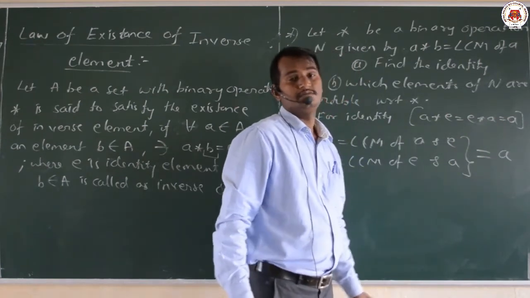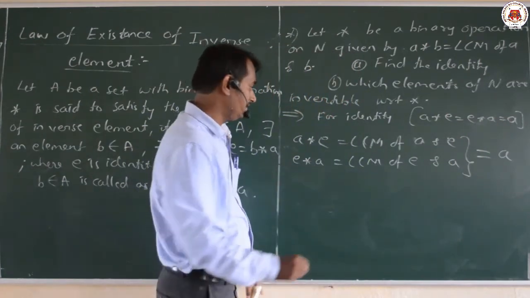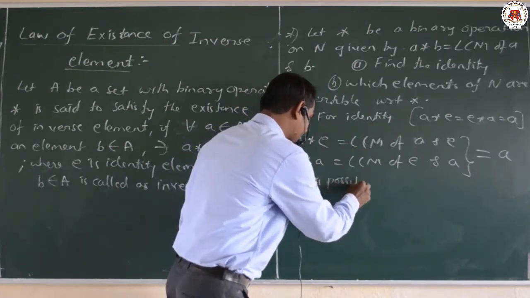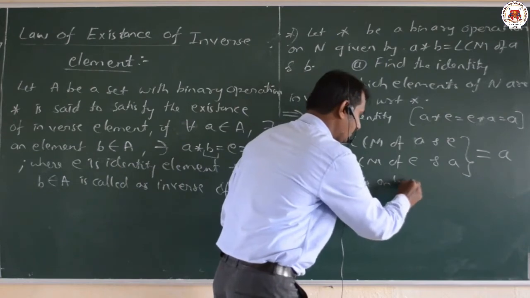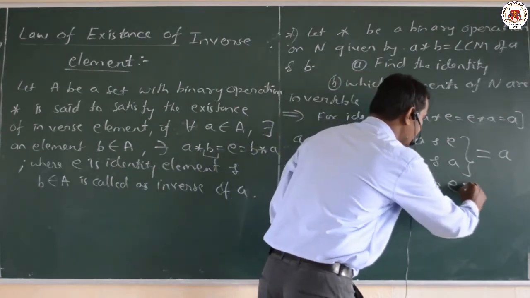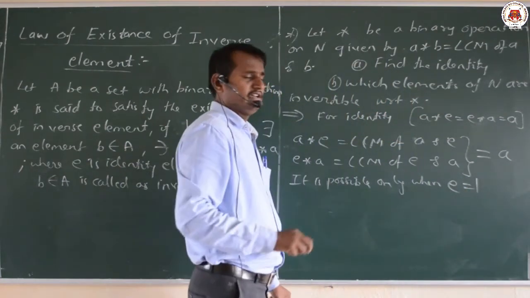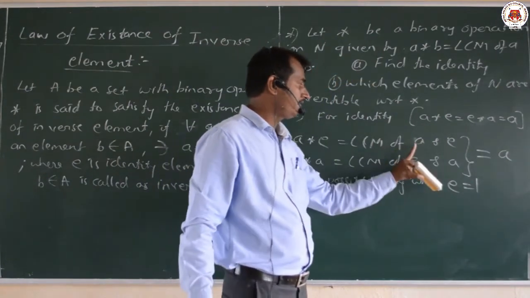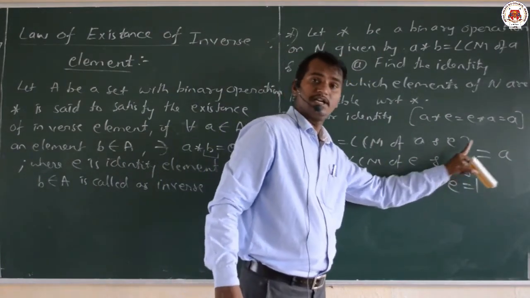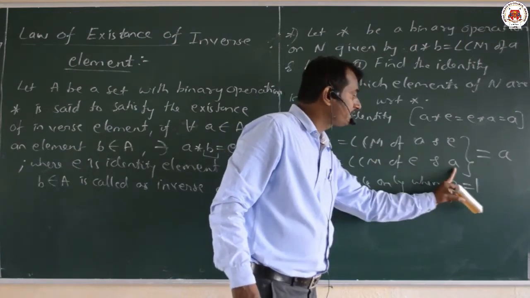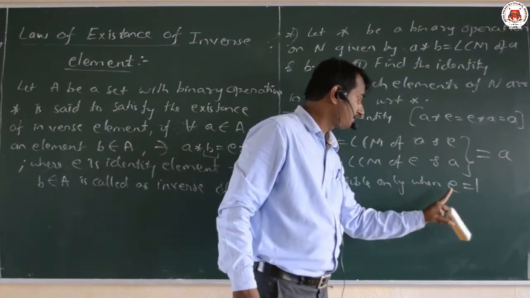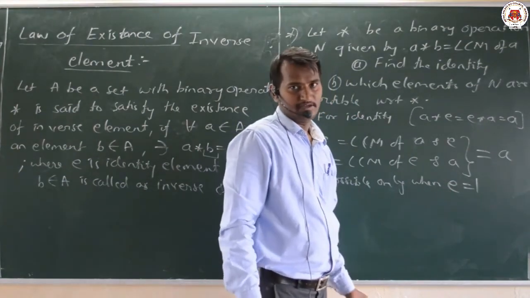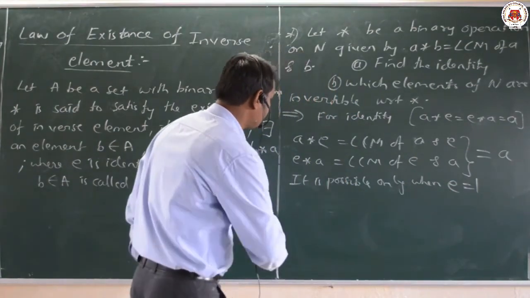Now how is it possible? It is possible only when e equal to 1. You can take any value for a under the set of all natural numbers. For example 5: LCM of 5 and 1 is 5 only, LCM of 1 and 5 is 5 only. Therefore e equal to 1 is an identity element. Okay dear friends, it is a very, very simple example.